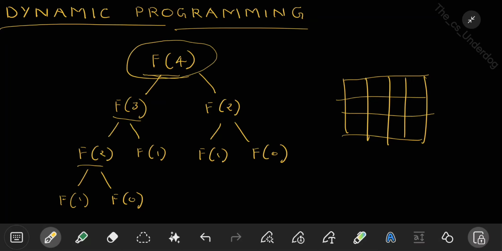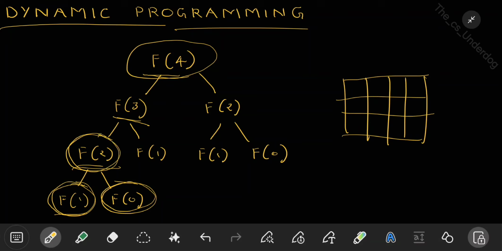So it will recursively call f of 3, f of 2 and f of 1. Whenever you reach f of 1 and f of 0, you know these are already fixed and you can directly find them. Then you will be able to find f of 2 because it is the addition of f of 1 and f of 0. So whenever you find this f of 2, you will store it in the table.